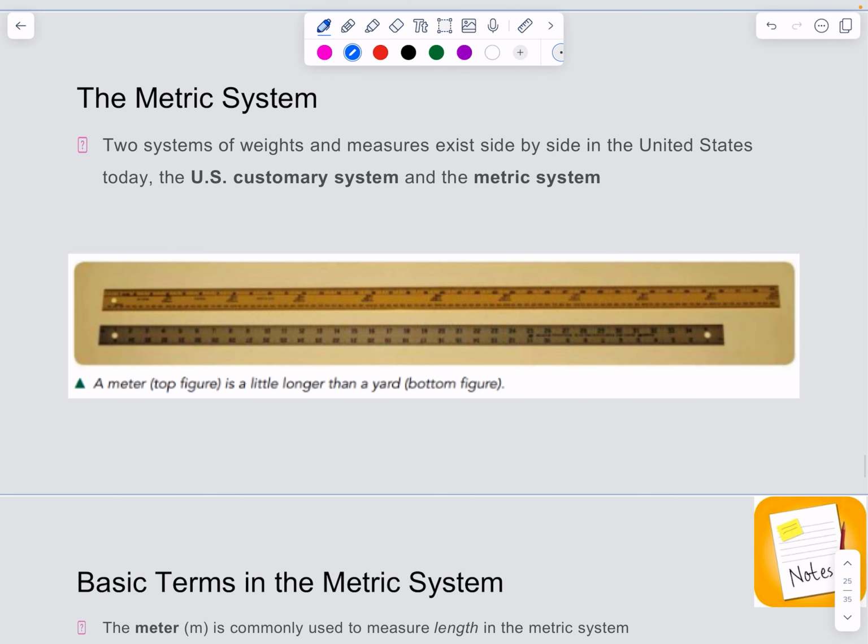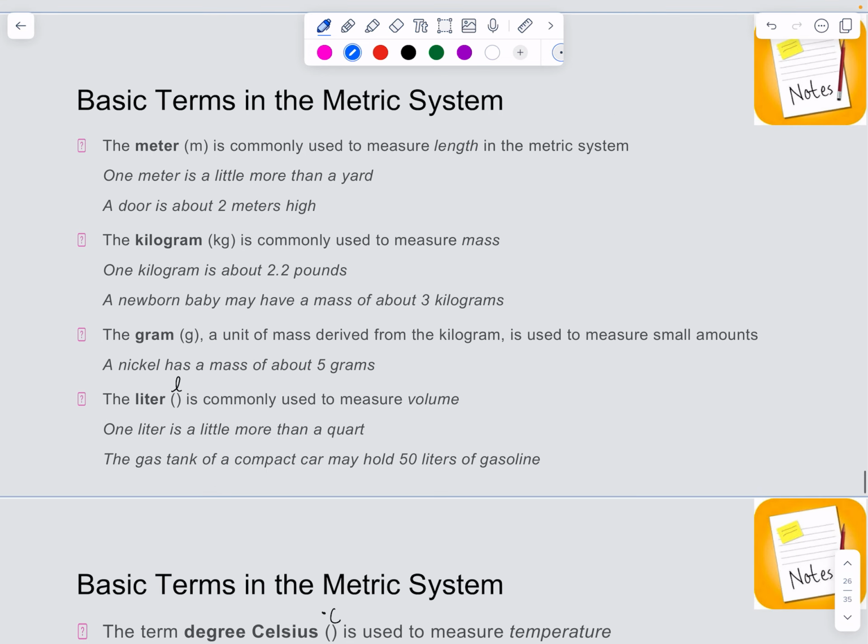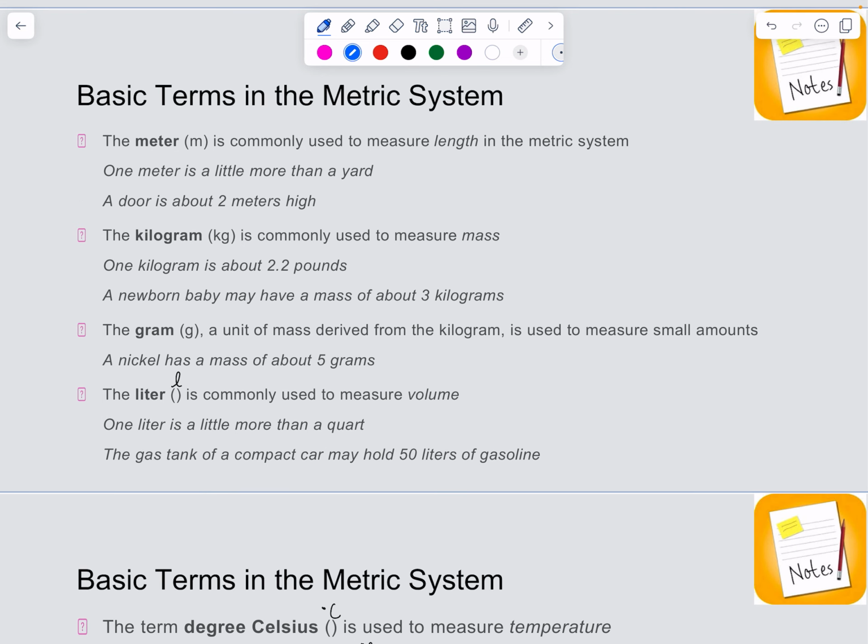So, here's the metric. Two systems of weights and measures that exist side by side in the U.S. are U.S. customary and then metric. Here's a picture. The top is a meter. The bottom is a yard. You can see there's a slight difference, but these are the two different measurements that we use here in the U.S. The meter, represented with an M, commonly used to measure length. Just to give you an idea, 1 meter is a little more than a yard. A door is about 2 meters.